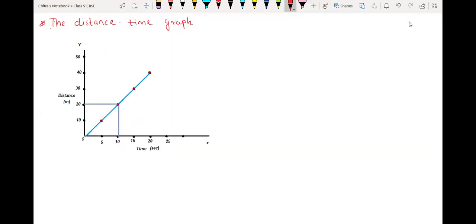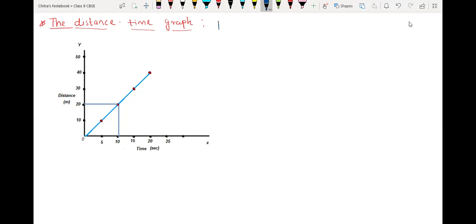We are going to understand the distance time graph today. Okay, the distance time graph. We have different types of distance time graph, like for uniform motion and for non-uniform motion. First, I'm going to write the definition, and then we will understand different conditions, like uniform motion and then non-uniform motion. Let me write the definition for the distance time graph.